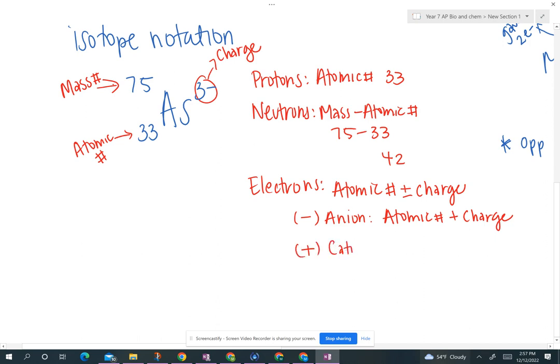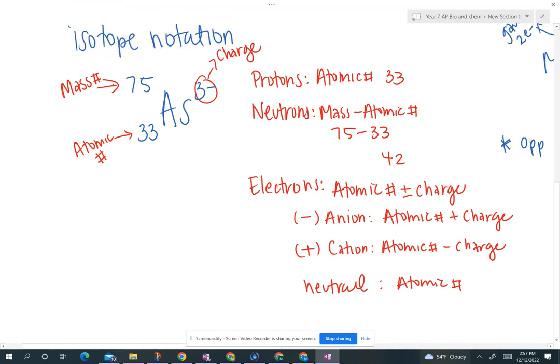If I have a cation, the number of electrons is going to be the atomic number minus the charge, because I want more protons, so I'm going to have fewer electrons. So it's going to be up to you to figure out which one you're going to use. If it is neutral, which means that we have no charge, it's just going to be equal to my atomic number. So in this case, I have a negative charge.